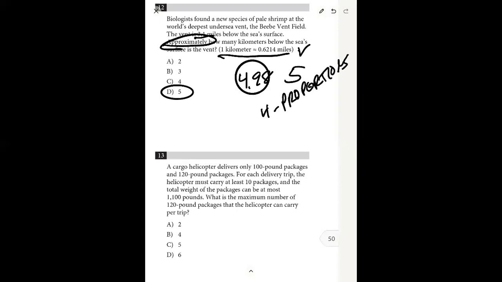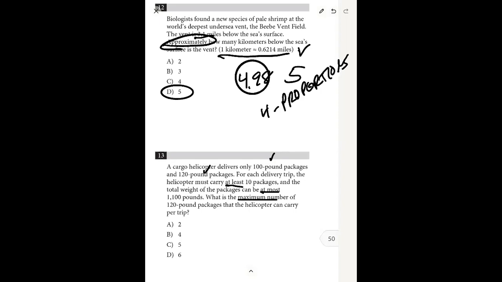Okay, now let's go to number 13. It says a cargo helicopter delivers only 100-pound packages and 120-pound packages. For each delivery trip, the helicopter must carry at least 10 packages, and the total weight of the packages can be at most 1,100 pounds. What is the maximum number of 120 packages that the helicopter can carry per trip?